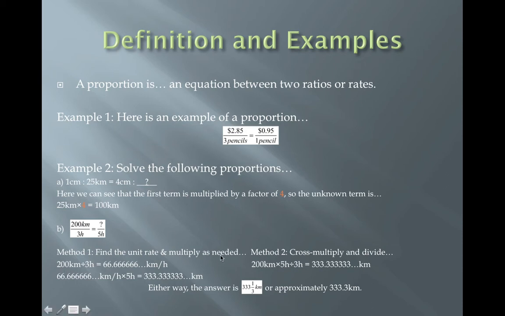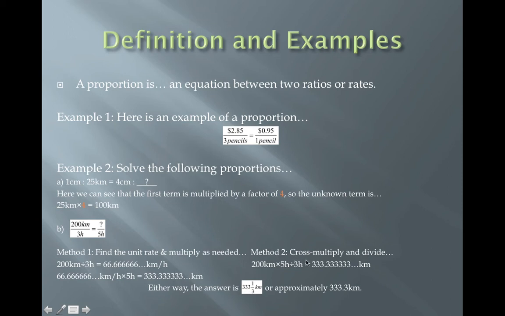So finding the unit rate and multiplying as needed means that if it's 200 kilometers for 3 hours, 200 kilometers divided by 3 hours gives you 66.6 repeated kilometers per 1 hour. So now that we know how many kilometers per 1 hour, we can multiply by 5 to find out how many kilometers for 5. And that's how you get 333.33333 kilometers or 333 and a third kilometers.